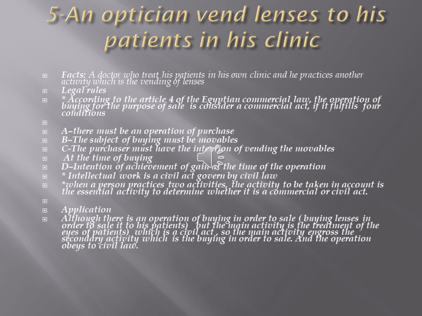In the fact, we will mention that there is a contract between two parties, first the author and the second party is the publisher. In the legal rule, we will mention that according to Article 4, paragraph A, are deemed to be commercial all the operations of buying for the reason of sale when the case fulfills four conditions, and we will mention briefly the four conditions. So the first condition, or number 1, there must be a contract of purchase. Number 2, the object of the contract must be a movable property. Number 3, the intention of selling at the time of buying. And the fourth condition, the intention of realization of profit.